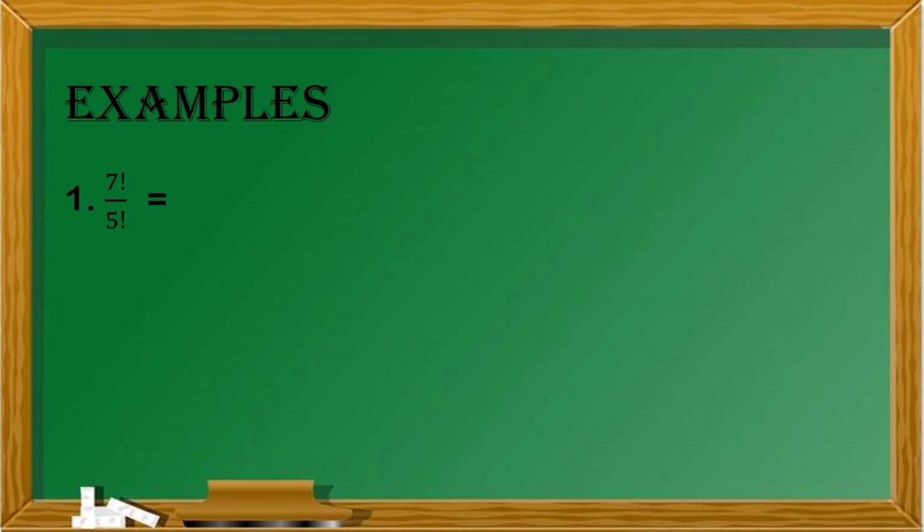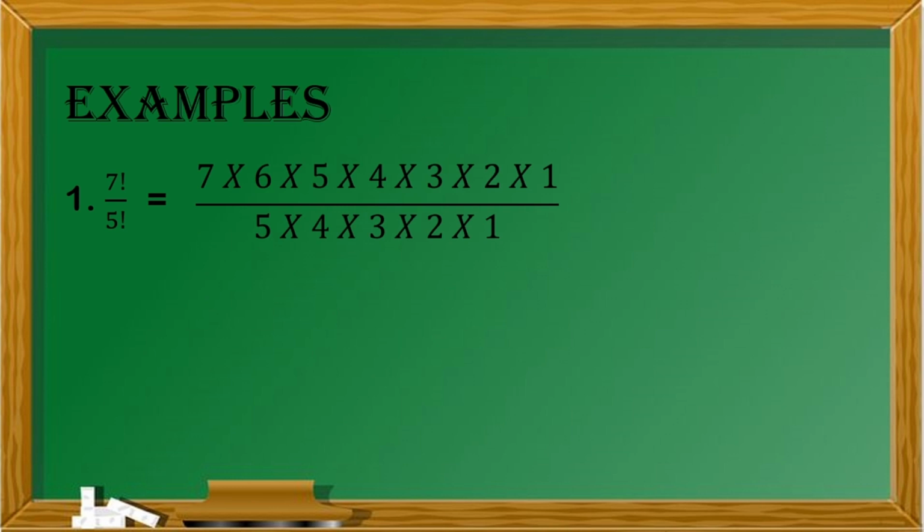How to solve this? In the numerator, list down all positive integers, which are 7 times 6 times 5 times 4 times 3 times 2 times 1. Also do the same in the denominator, 5 times 4 times 3 times 2 times 1. After that, we cancel the common factors, which are 5, 4, 3, 2, and 1. Therefore, what remains is 7 and 6. 7 times 6 is equal to 42.